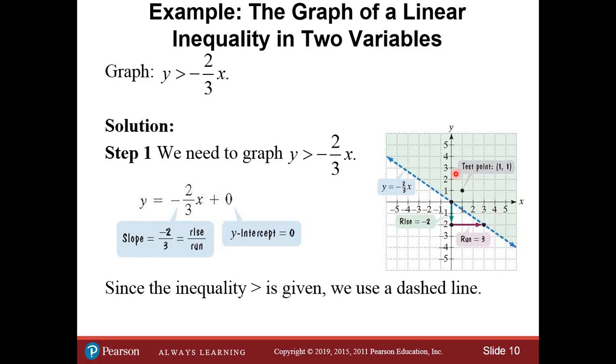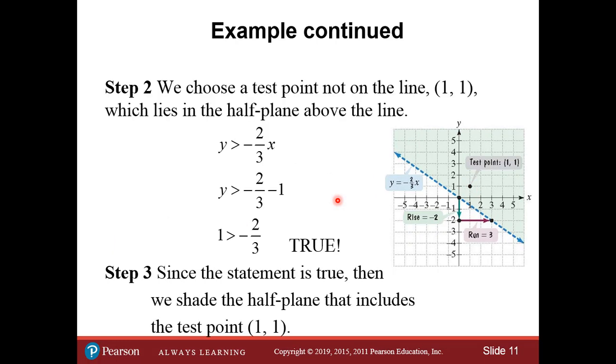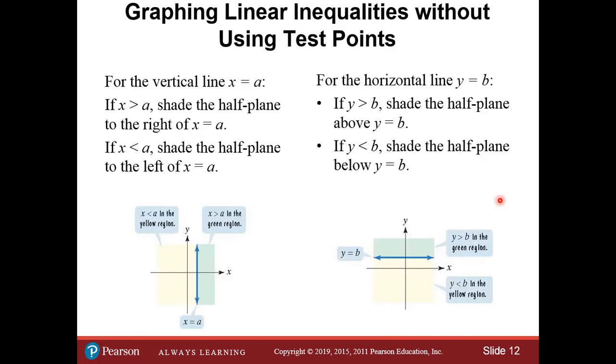And then now we use a test point. And you can use a test point, but because it's in y-intercept form, the inequality will tell you whether it's above or below the line. In this case, it's greater than, so it's going to be everything above the line. And if you use a test point, it just confirms that that's true. Okay? And in this case, we get a true statement. And so everything on that side of the line is part of the solution.